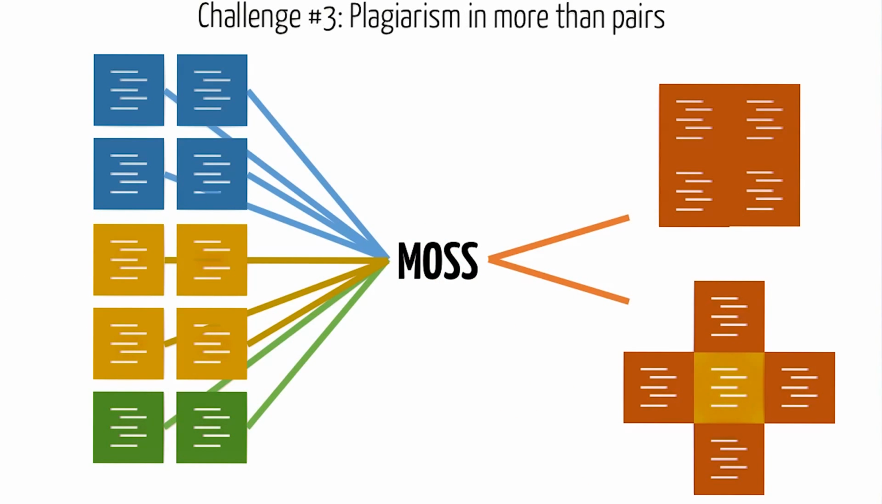Third, the majority of the cases of plagiarism that we see aren't simple pairs. You might have several people all collaborating, or you might have one previous semester project that's copied by a number of different people. But because MOSS only works in pairs, it would show these 4 people as 6 distinct pairs of plagiarism, and it would show these 5 people as 10 distinct pairs of plagiarism.